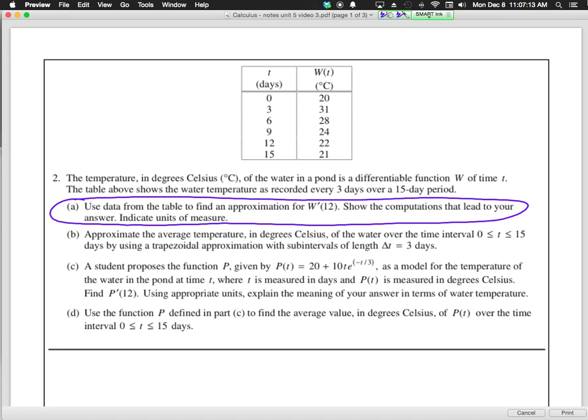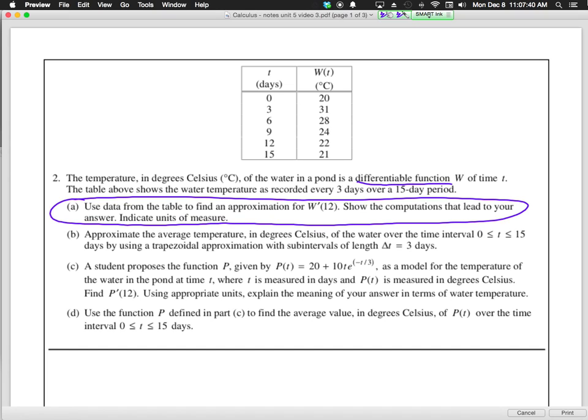Alright, the prompt says the temperature in degrees Celsius of the water in a pond is a differentiable function W of time t. So what did they just tell me about W? It's differentiable and continuous. Very good. The table above shows the water temperature as recorded every 3 days over a 15-day period. Now, anytime they tell you something is differentiable, what should we know we should be able to do?